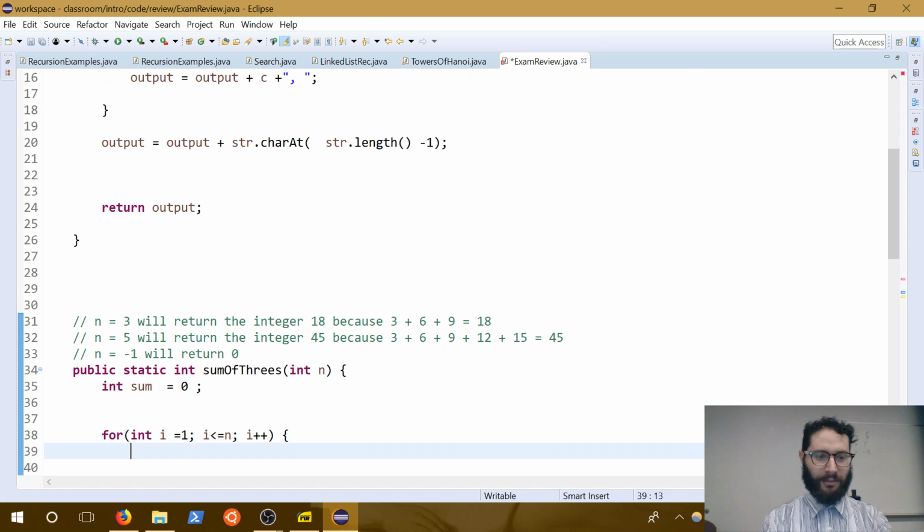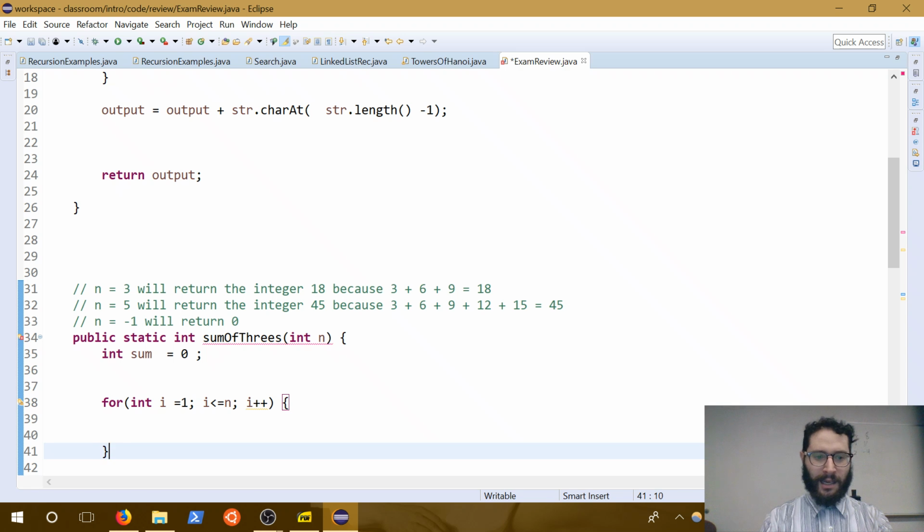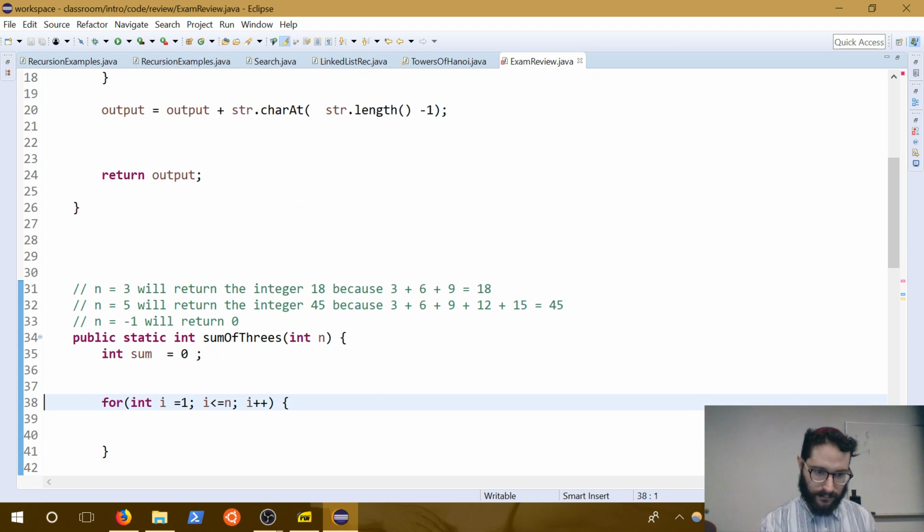And what's clever about doing it this way is that if we input a negative number or a 0 as n, well, if it's a negative number, this will never be true, so the loop won't run. And if we put in 0, the loop won't ever be true.